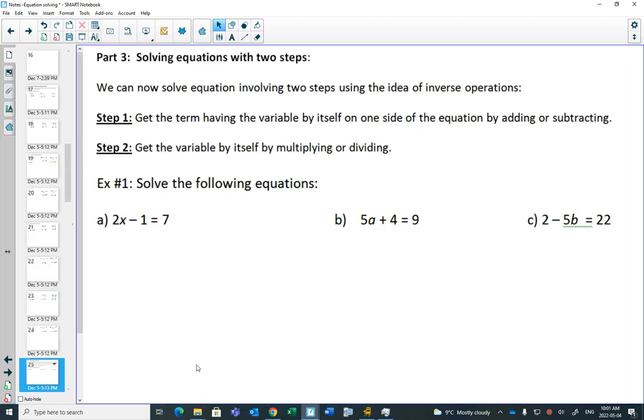A little bit more difficult than one-step equations are two-step equations. Two-step equations have two steps to do, often adding and subtracting and multiplying at the same time. Okay?